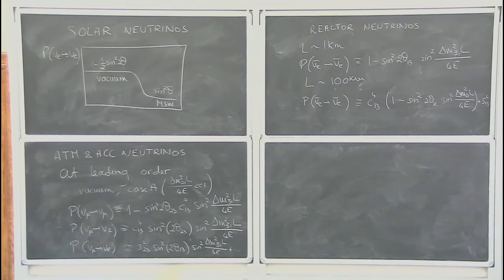Now, I have a question for you. A reactor electron antineutrino, which oscillates, for instance, into muon antineutrinos. Can you see the muon antineutrinos? Say? So how do you observe the fact that it is a muon neutrino, not an electron antineutrino? You need to see the muon, yes.